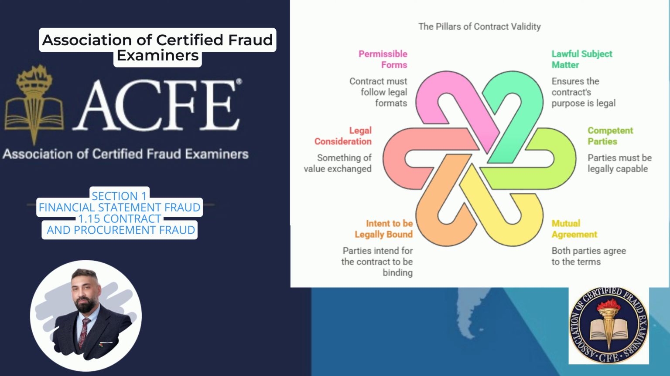Now picture this. 2 parties sitting down to draft a contract. They must first ensure the subject matter isn't illegal or against public policy. For instance, you can't sign a deal to buy counterfeit goods. That's an easy example of an unlawful subject. Additionally, both parties must be competent, meaning individuals must be of lawful age, and if they represent organizations, those entities must be properly organized and legally authorized.